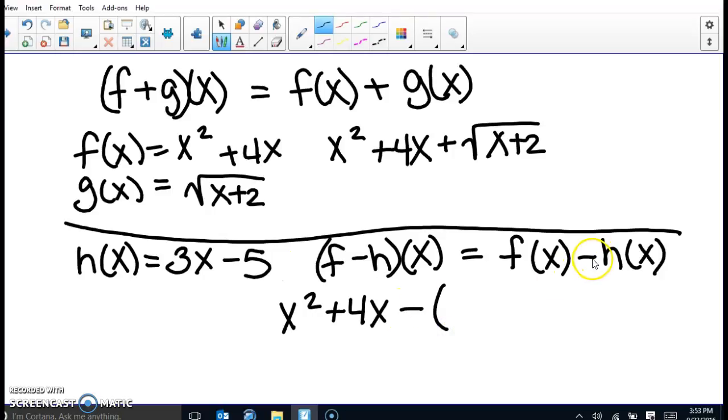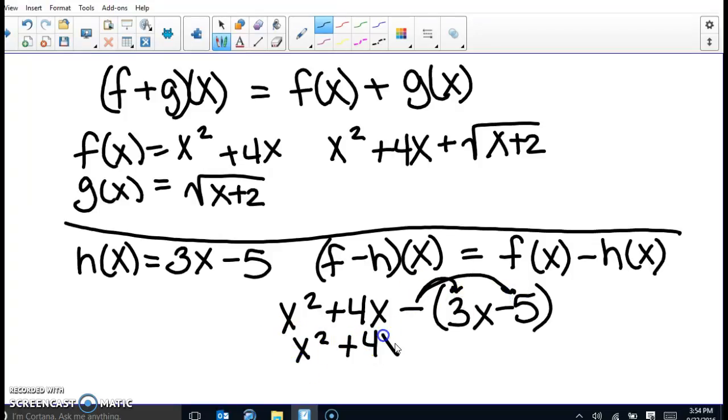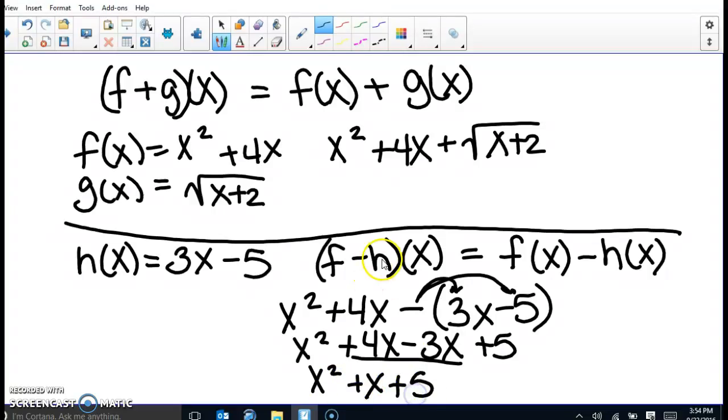Now, since we have a subtraction here, we need to put our parentheses, because we're subtracting the entire quantity, not just the first term. So we'll distribute our quantity here. So x squared plus 4x minus 3x plus 5. Combine our like terms. So f minus h of x equals x squared plus x plus 5.